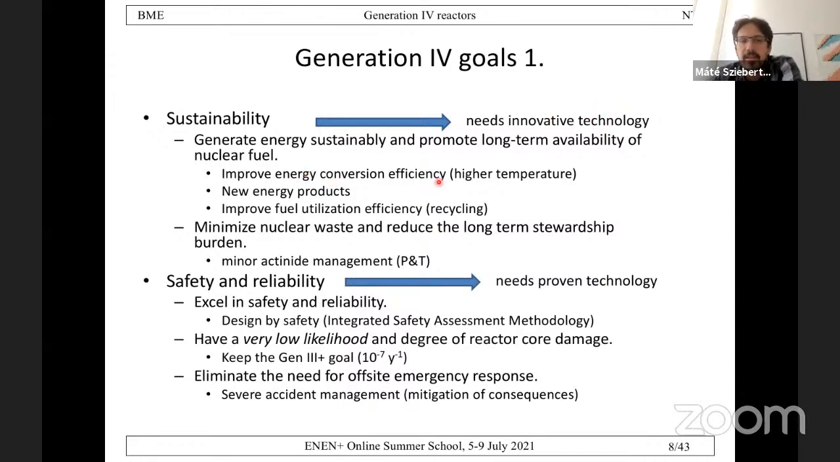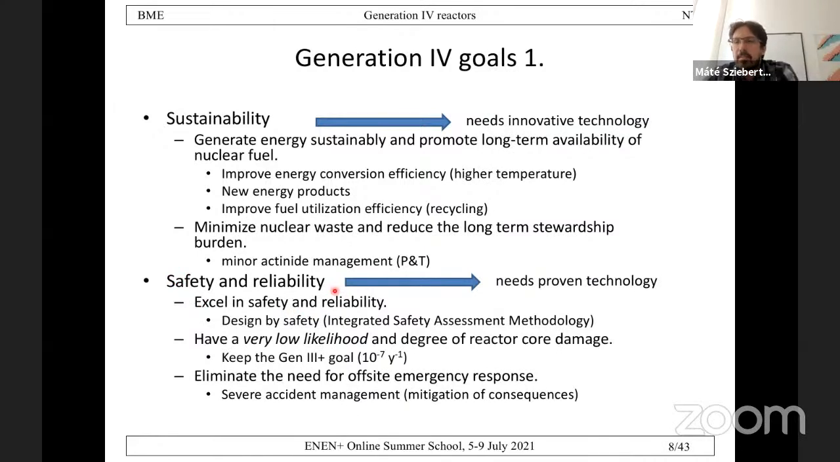We will see that the energy conversion efficiency, which needs us to move to a higher temperature, also needs some innovative technology, usually gas cooling or something similar. And we also see new energy products, so besides electricity, that also needs innovation.